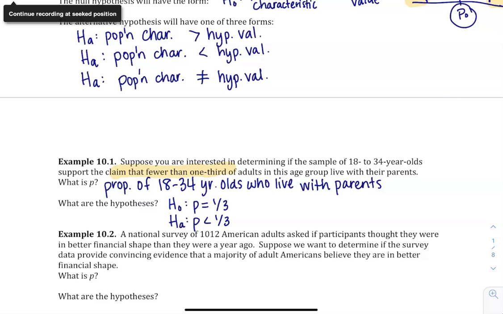So our null will always be equal to some hypothesized value, and then the alternative will always be some comparison other than equal, so greater than, less than, or not equal to that same value. Notice three important things here. I'm dealing with P, the population proportion. That's what I'm hypothesizing about. I have equal in the null, and then the other in the alternative. And I'm using the same value for my comparisons. I'm using nothing about any sample data right now. That's one of the biggest mistakes that students make, is they try to put sample data into these hypotheses, and it has nothing to do with the sample when you're writing your hypothesis.